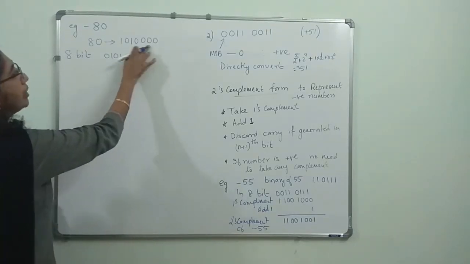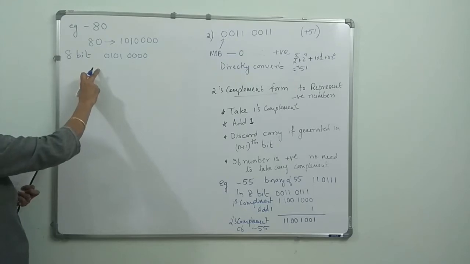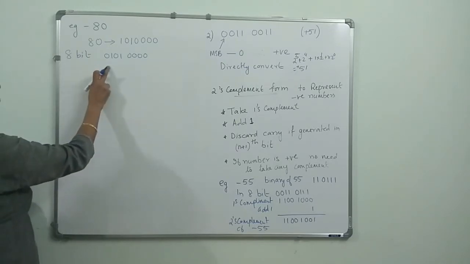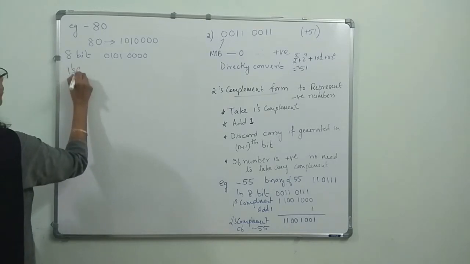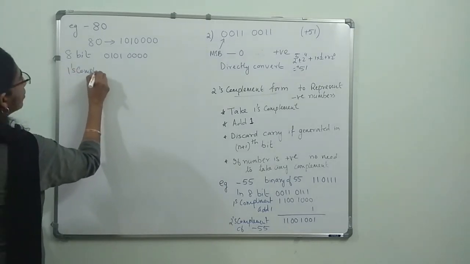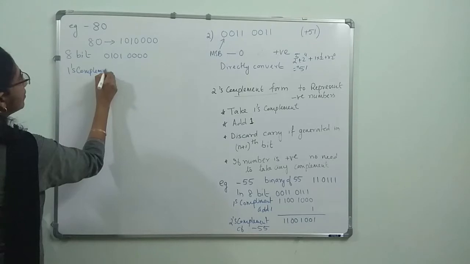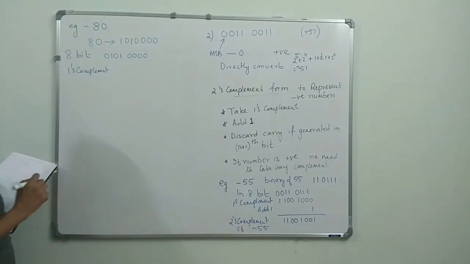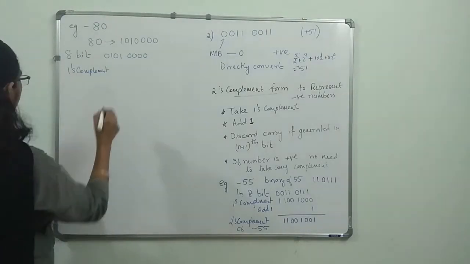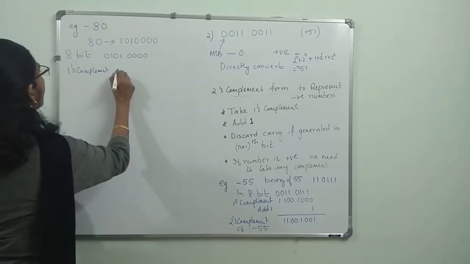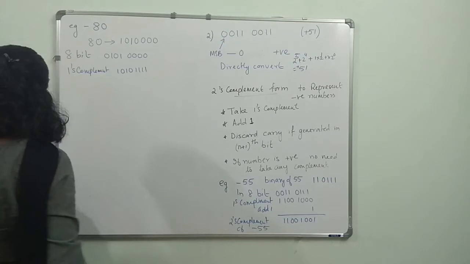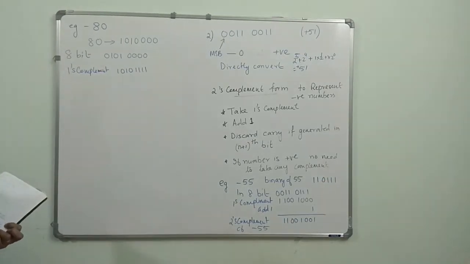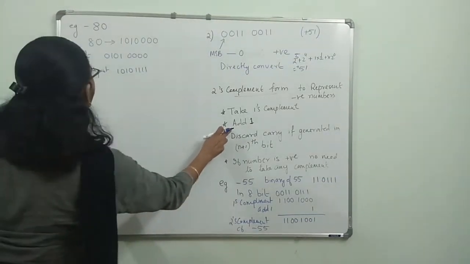So now you have converted this to the 8-bit format. Okay. What is the next step? Take 1's complement. You can work this out along with me. You can also work it out and check. 1's complement of this, you will get it as 1 0 1 0 1 1 1 1. Is it not? What is the next step? You have to add 1.